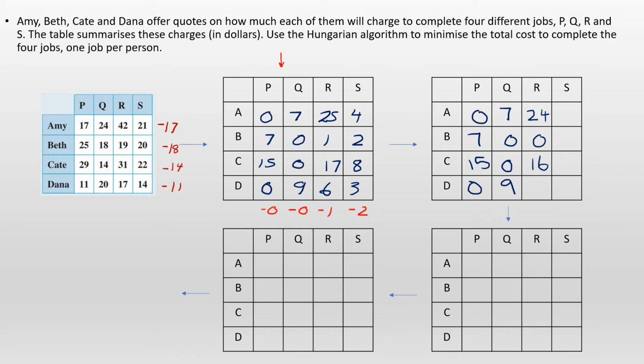From that third column, we have subtracted 1 from all the numbers. And finally, from the third column, we're subtracting 2, which leaves us with this.